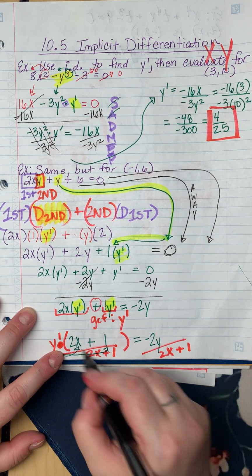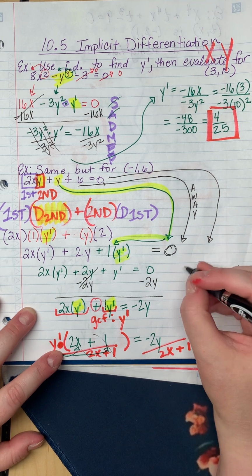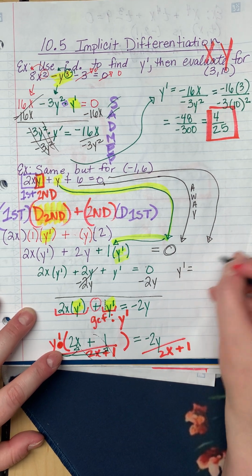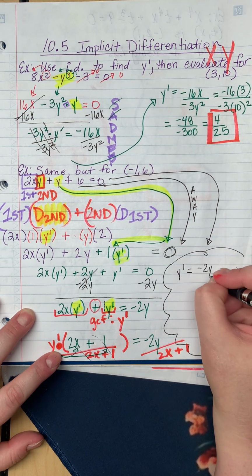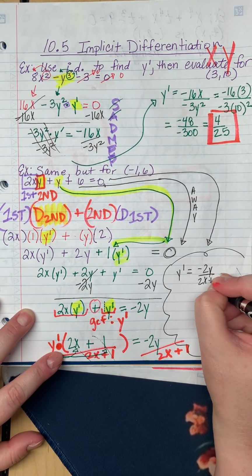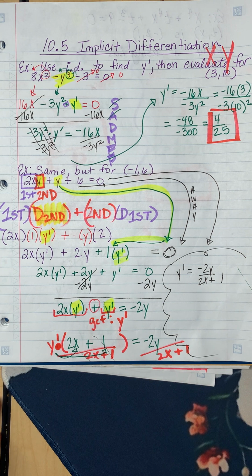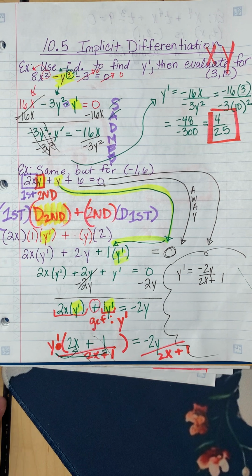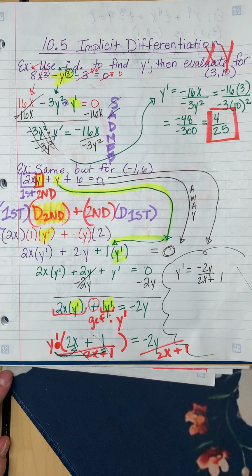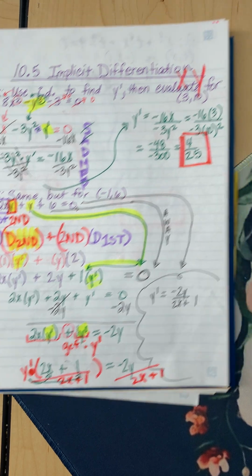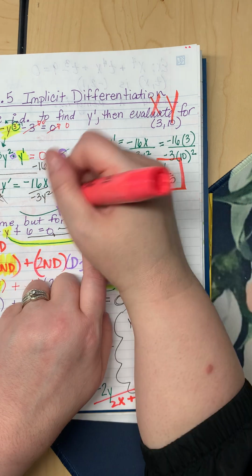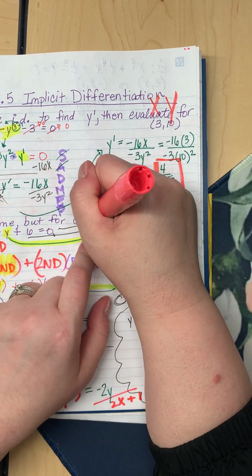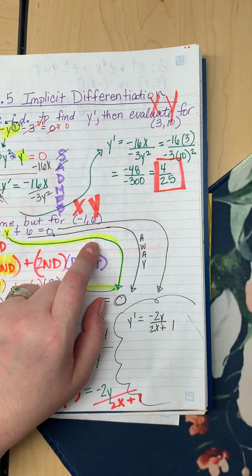And that cancels. And we get y prime equals negative 2y over 2x plus 1. Yeah, that's a lot of moving parts. Okay, the final thing is plug in this negative 1 and 6. Well, let's remember, negative 1 is x, 6 is y. Let's go.